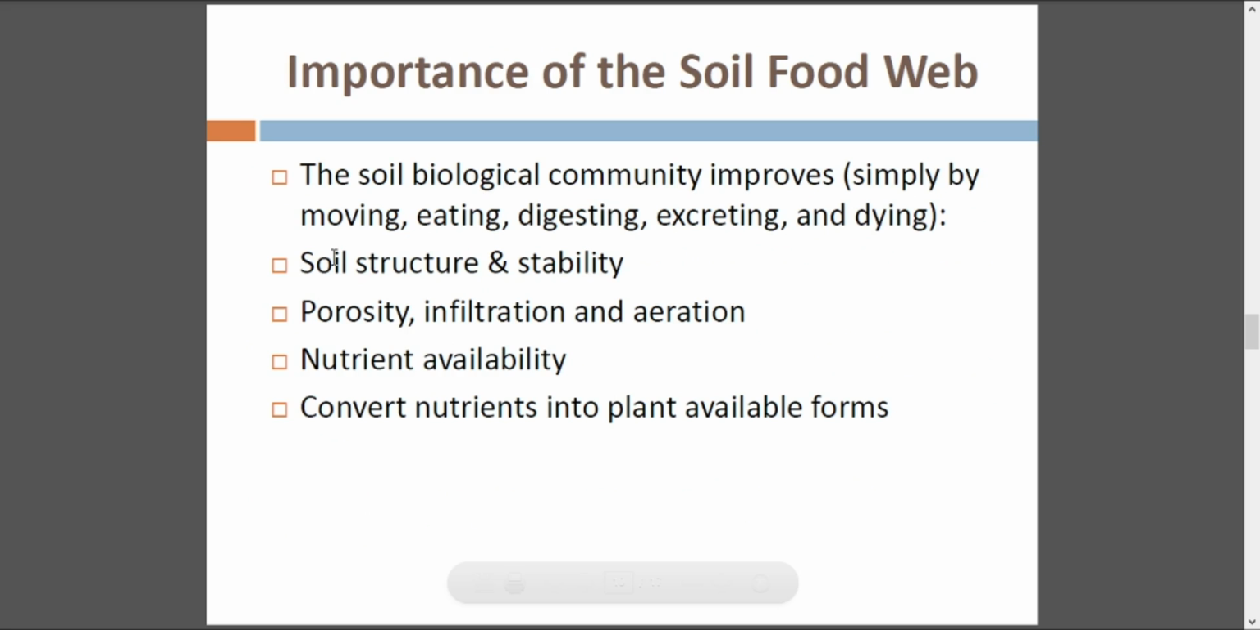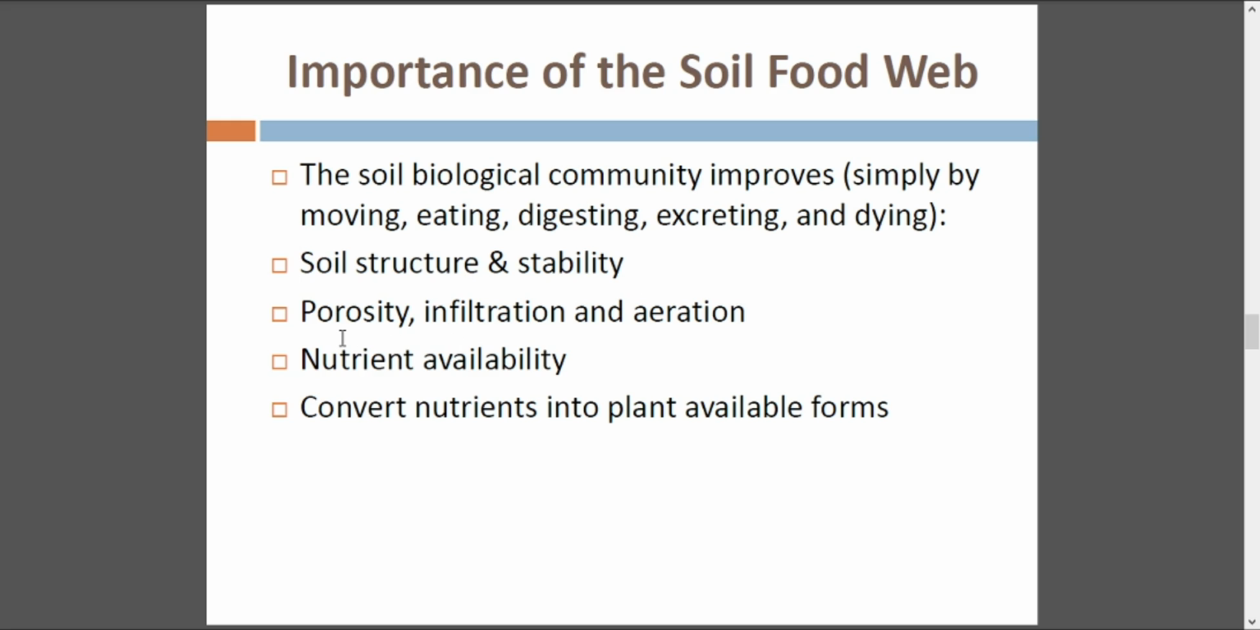So what is the importance of the food web? The soil biological community improves simply by moving, eating, digesting, excreting, and dying. So with the food web existent, we have an improvement in the biological community within the soil. Then it also leads to soil structure improvement and stability. Now this is mainly because there is decomposition of organic matter, and with this organic matter in place, there is a formation of a better soil structure.